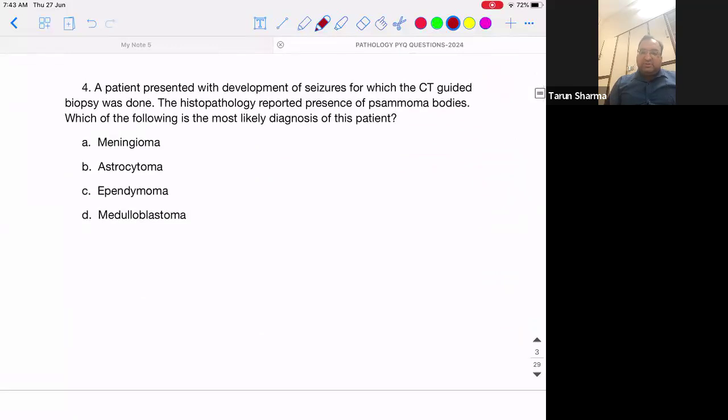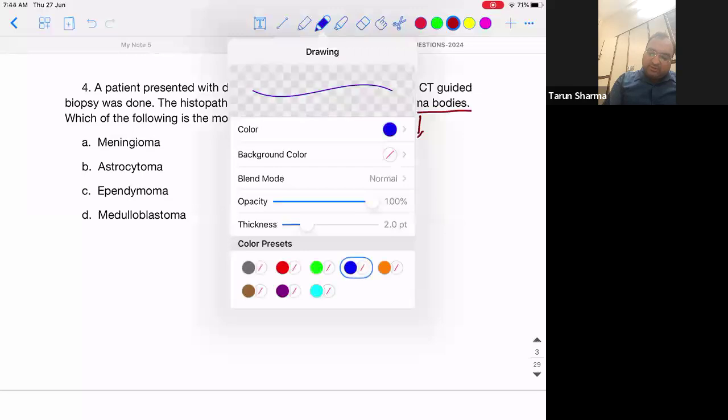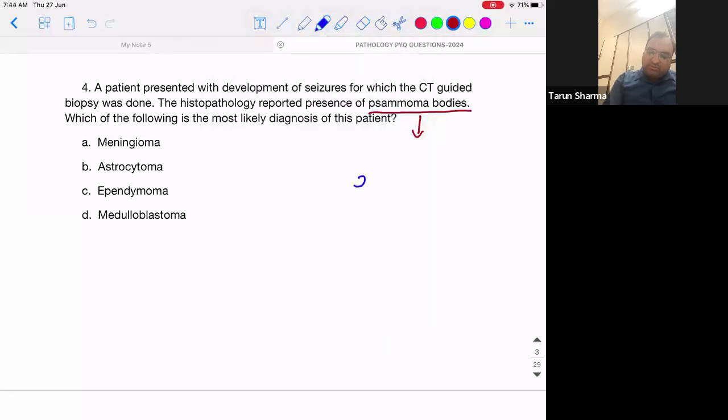Question number 4. A patient presented with the development of seizure, for which a CT guided biopsy was done. The histopathology revealed again the same thing that I told you in the last question, that is the psammoma bodies. What are psammoma bodies? They are nothing but calcification. What kind of calcification are they? They are basophilic, blue in color, and you will see the calcification in this kind of pattern, that is called psammomatous calcification.